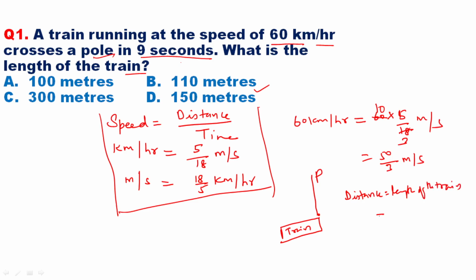So this will be equal to speed into time. Now speed is 50 by 3 and time is given as 9 seconds. This 3 we can cancel, and it will be in meters. So 50 into 3, 150 meters will be the answer. 150 meters. Let us go to another question.